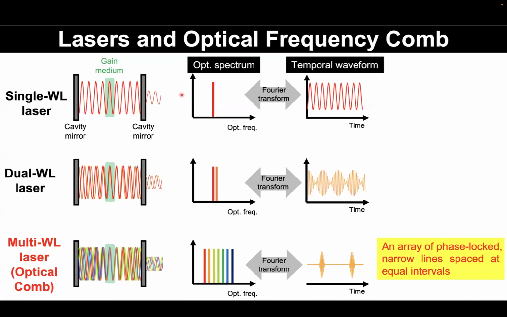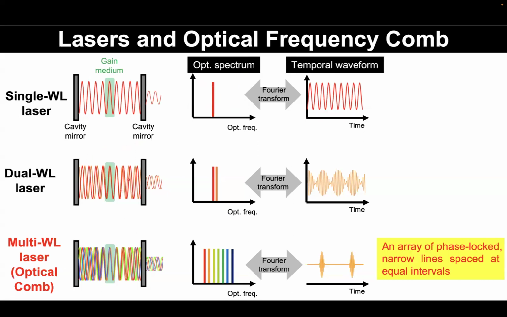An optical cavity has a gain medium and a pair of cavity mirrors. Light goes back and forth inside. Only the optical standing wave survives, and a portion of it leaks from the cavity mirror with a low transmittance. If only one wave survives, we get a single wavelength laser. It gives a sine wave in time and one line in the spectrum.